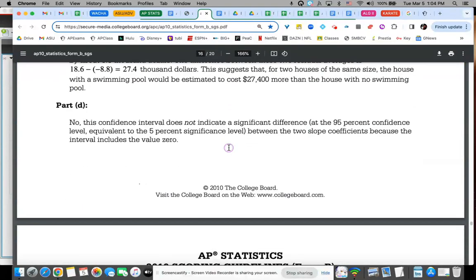Okay, so there's part D. No, this confidence interval does not indicate a difference, right? Because the interval includes 0.